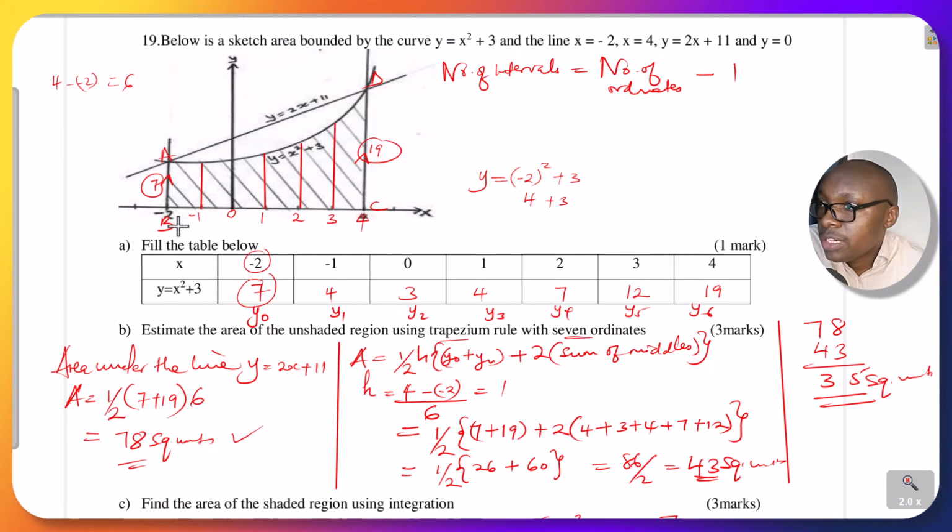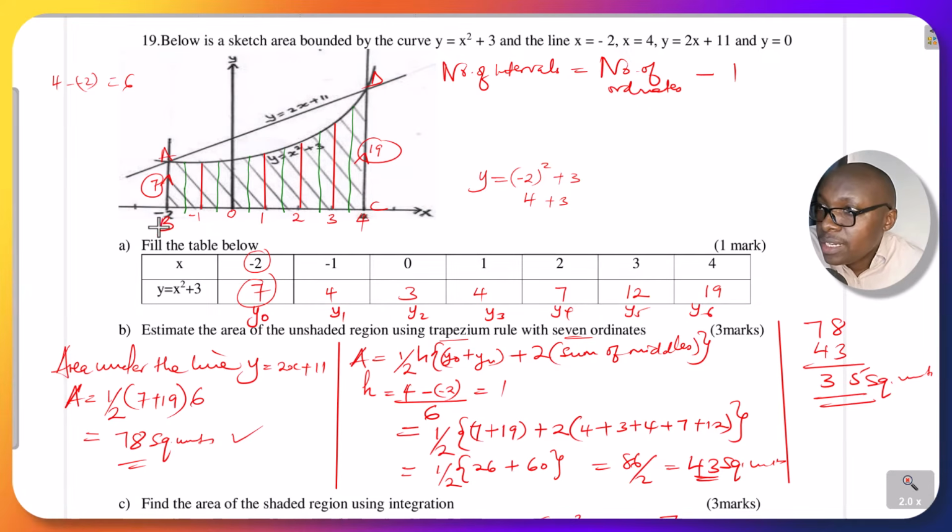Mid-ordinate rule. For each of these, look at the diagram that we have here. For each of these strips, so we have one strip from -2 to -1. That is one strip. So we will simply get the midpoint of that strip. Then the other strip from -1 to 0, we also get the midpoint of that strip. Then from 0 to 1, the midpoint of that strip. The other one, the midpoint of that strip. We use the midpoint. The other one, the midpoint of that strip. And the last one there. So you can see we have 1, 2, 3, 4, 5, 6.